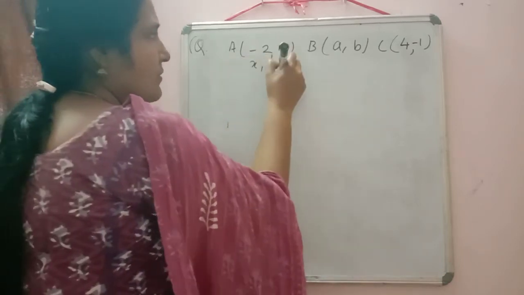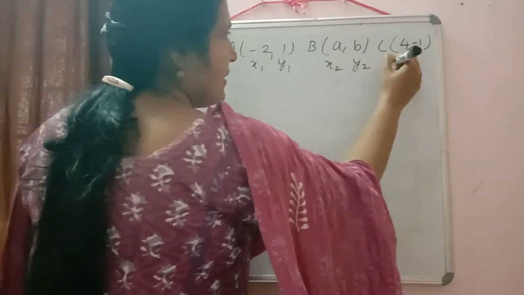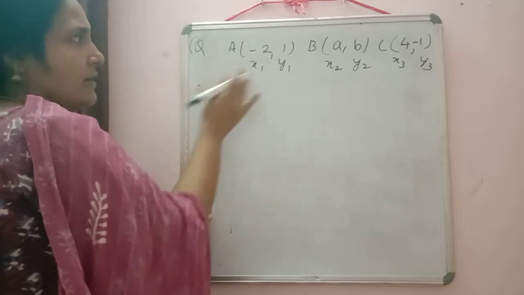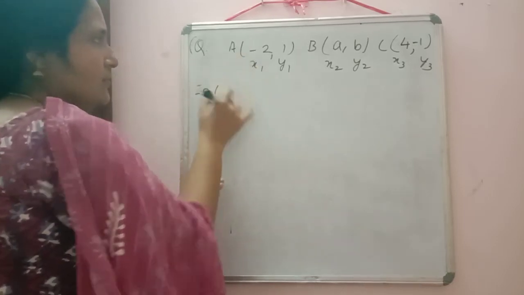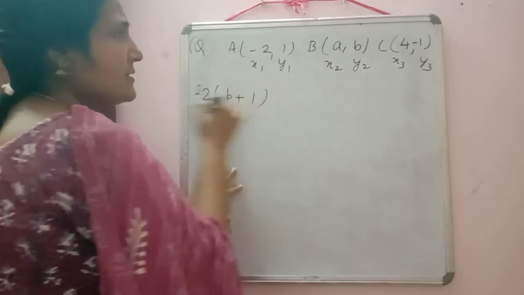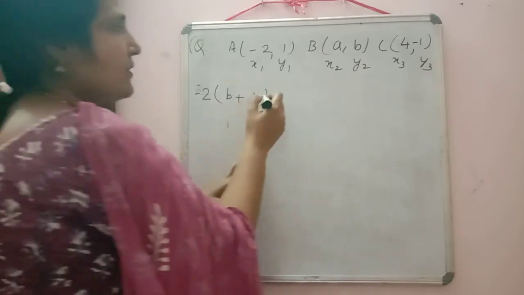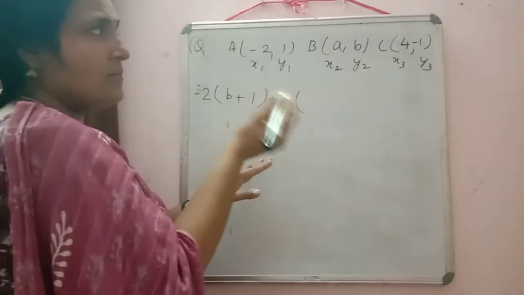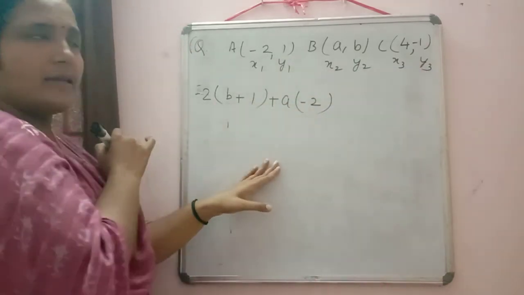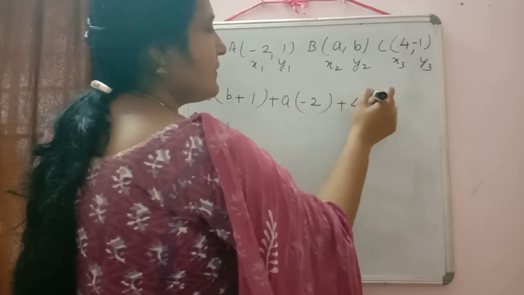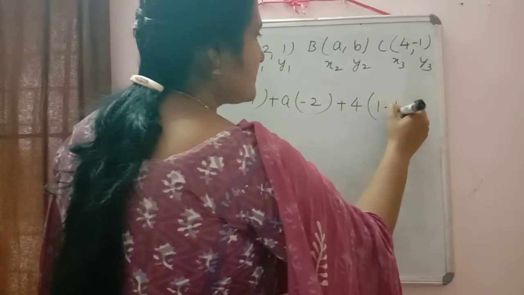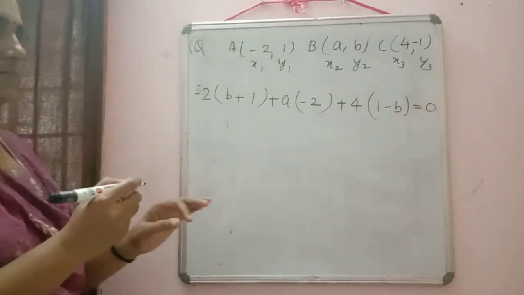So I am writing here x1, y1, x2, y2, x3, y3. So area of triangle equal to 0: x1, in place of x1 what do we have? Minus 2 into (y2 minus y3), so we get (b plus 1), plus x2. In place of x2 we have a into (y3 minus y1), so minus 1 minus 1 will be equal to minus 2, plus x3. In place of x3 we have 4 into (y1 minus y2), so 1 minus b is equal to 0.